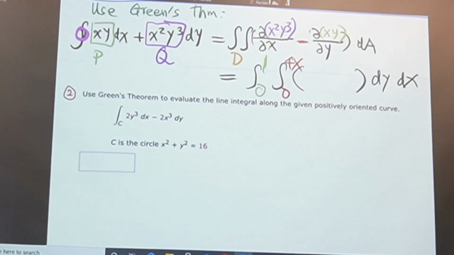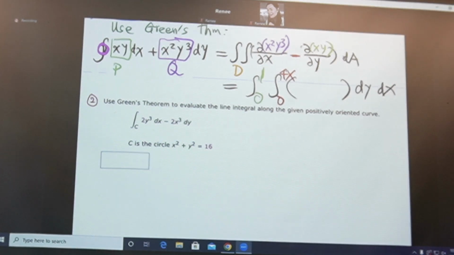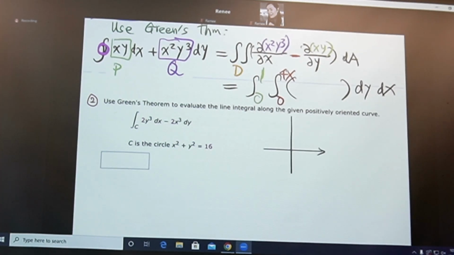Okay, now let's do number 2. Use Green's theorem to evaluate this integral along this given positively oriented curve. Let's draw the curve and get a feel of how it looks. If you look at this curve, x squared plus y squared equals 16. That is a circle with radius equal to 4, right? It's positively oriented, so it has to be counterclockwise like that.